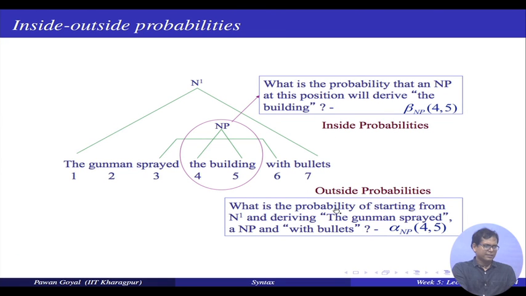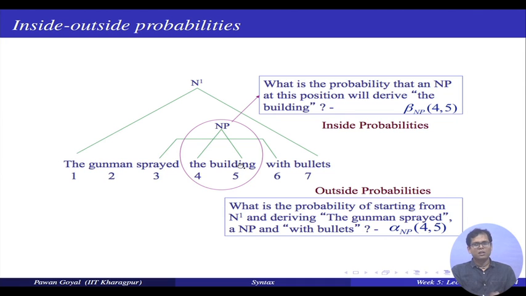Now, let us take a simple example. I have this sentence, "the gunman sprayed the building with bullets", and here your p, q is 4 and 5. So, you are parameterizing with respect to this sequence, "the building". Accordingly, this will be your particular non-terminal, that is NP, that is deriving "the building".